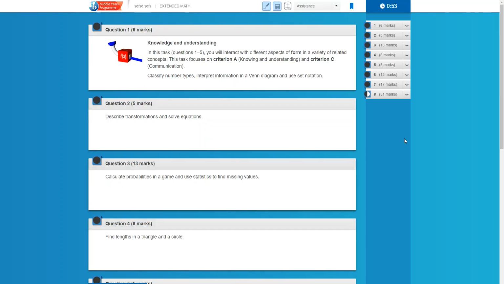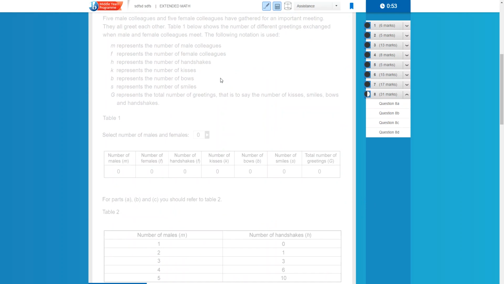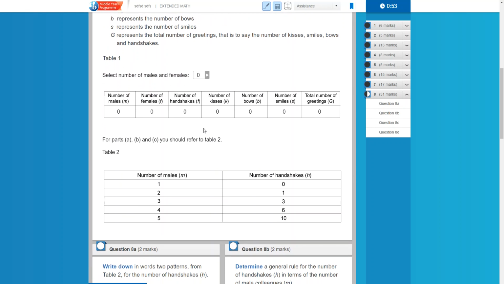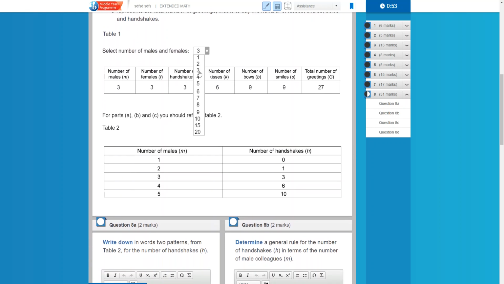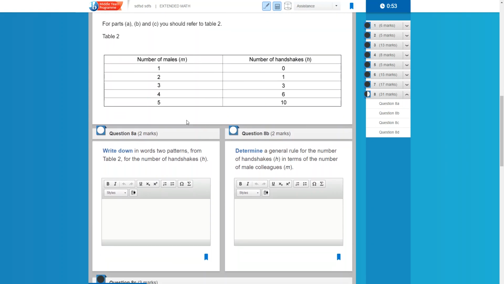Let's see. Right, so down to question 8. We've got a question about traditional greetings. We're given all of our notation representing males, females, handshakes, kisses, bows, smiles, etc. Table 1, which we can fill in. Parts A, B, and C refer to table 2. So this is what we're looking at for the first few parts. Write down in words 2 patterns from table 2 for the number of handshakes. So I'm only looking specifically at the number of handshakes, okay?